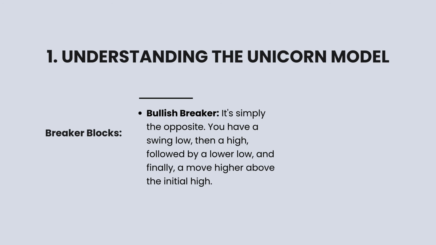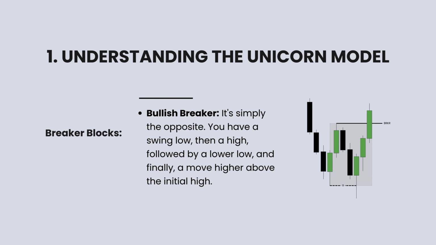Bullish breaker. It's simply the opposite. You have a swing low, then a high, followed by a lower low, and finally a move higher above the initial high. Mark the last bullish candle, or series of candles, before the lower low as your breaker block.